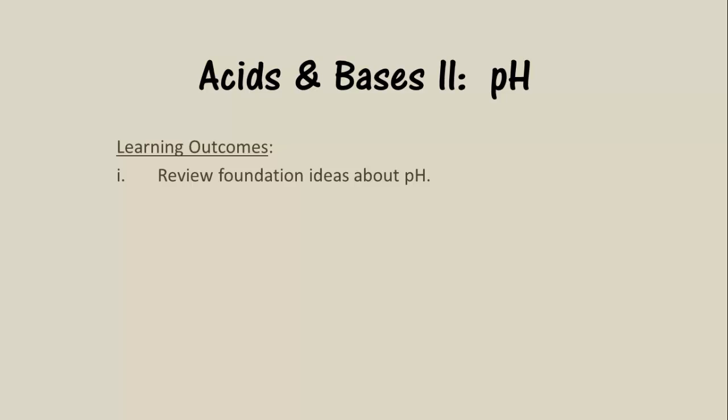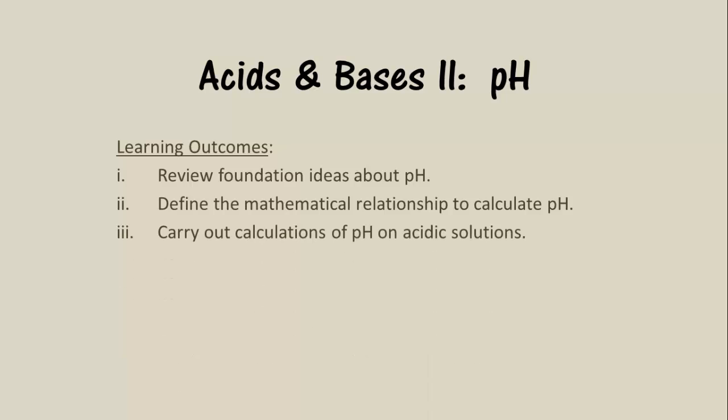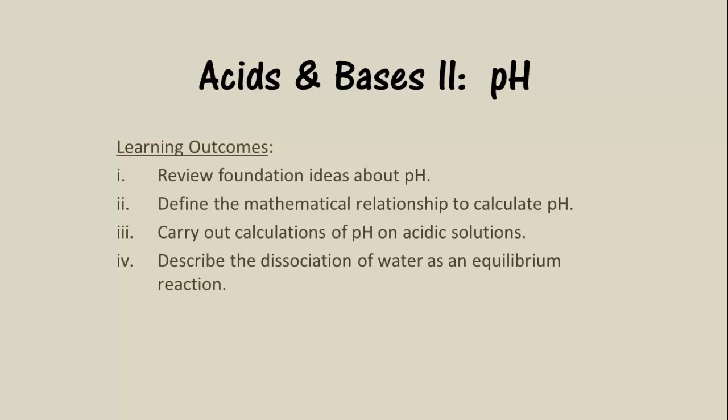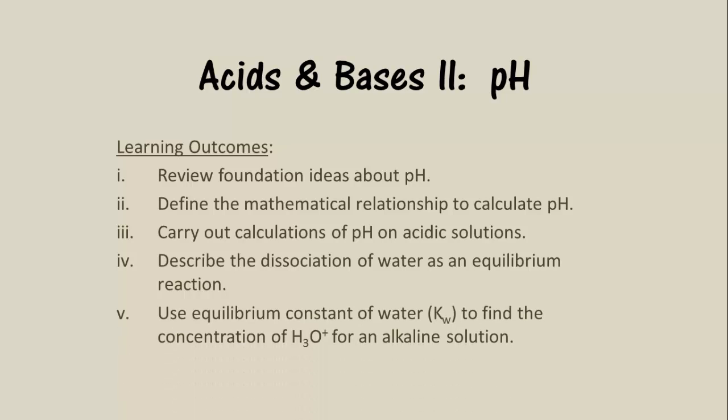In this video tutorial, our outcomes are to review foundation ideas about pH, to define the mathematical relationship to calculate pH, to carry out calculations of pH on acidic solutions, to describe the dissociation of water as an equilibrium reaction, and to use the equilibrium constant of water, which is called Kw, to find the concentrations of hydronium ions for an alkaline solution, which of course then means we can calculate the pH of an alkaline solution. The first of these learning outcomes are important at an achievement level. These last three are more important at a merit excellence level, as the concepts covered are deeper in understanding.